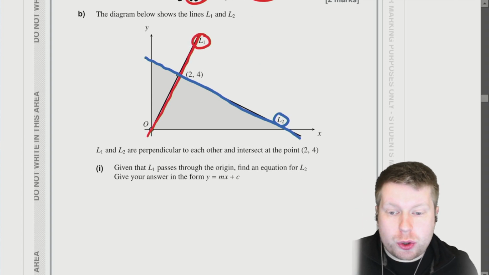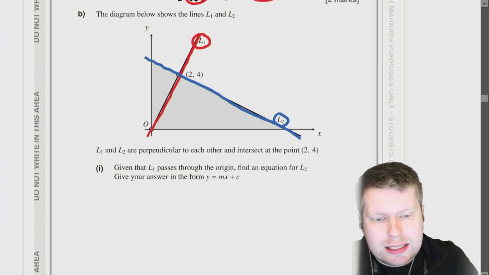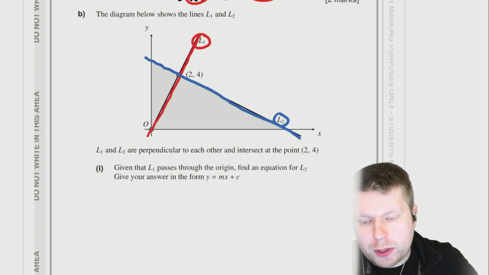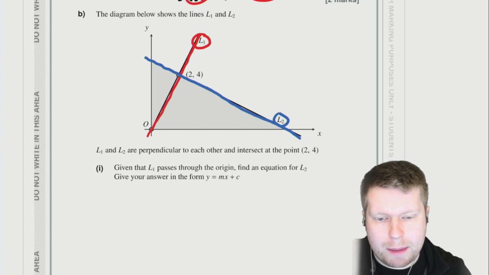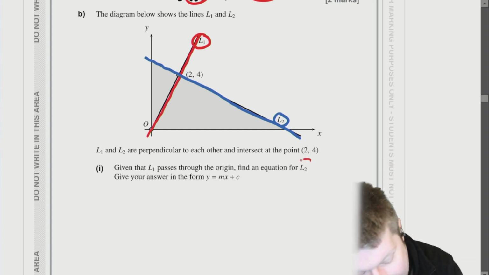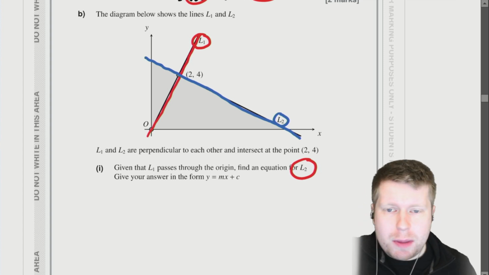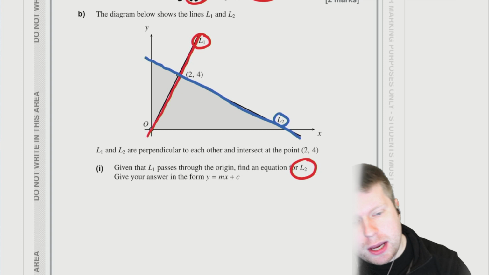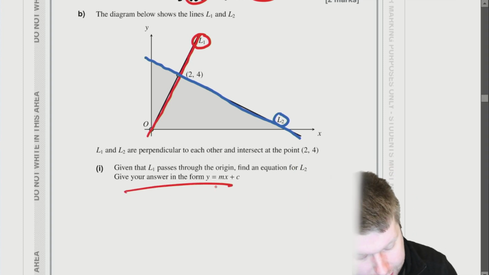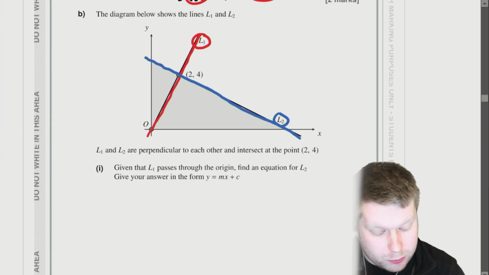Now L1 and L2 are perpendicular to each other and intersect at the point 2, 4. Given that L1 passes through the origin, so it is the red line that I've highlighted there, can you find an equation for L2? Common mistake here, people only found an equation for L1. They didn't find the equation for L2. So make sure that you read the question carefully. It does say here that you need to leave your answer in the form y equals mx plus c.